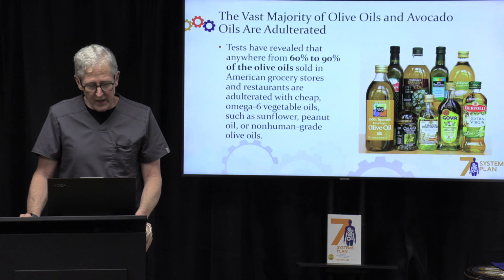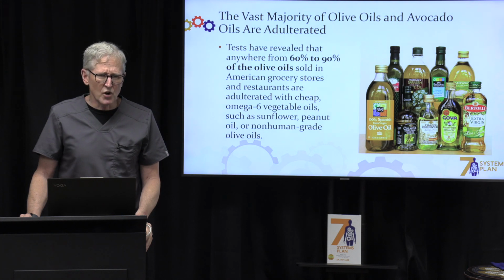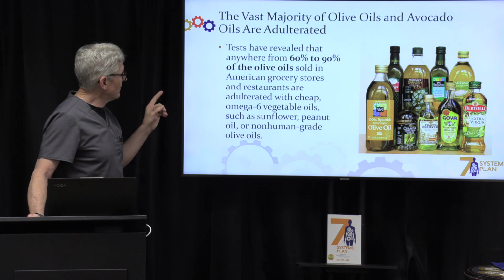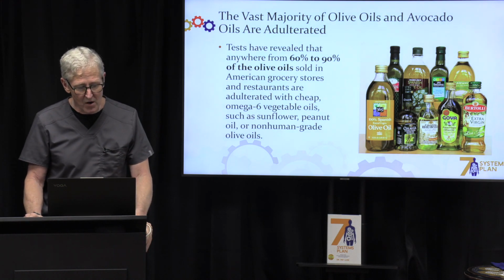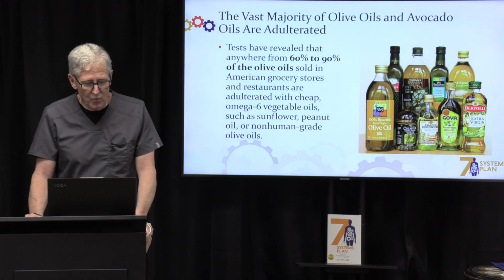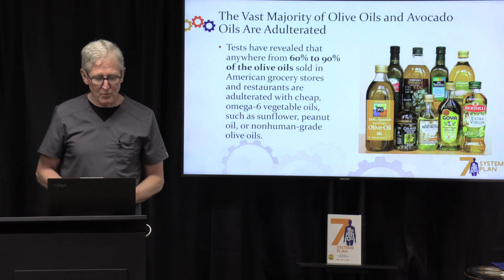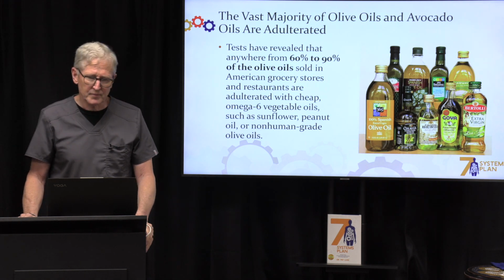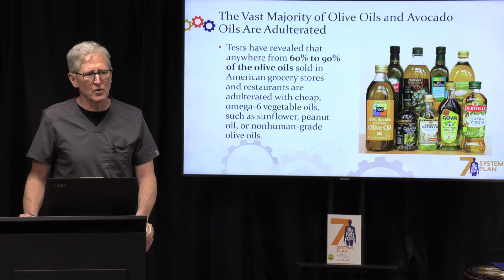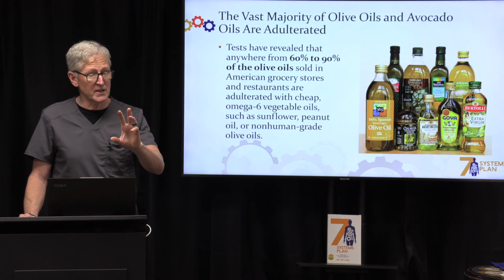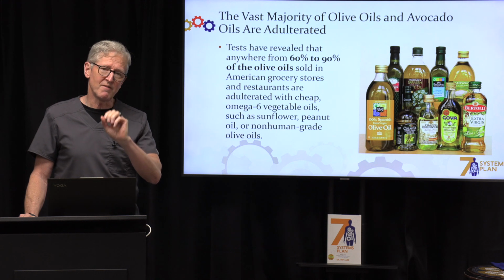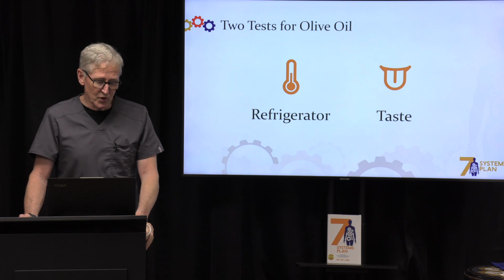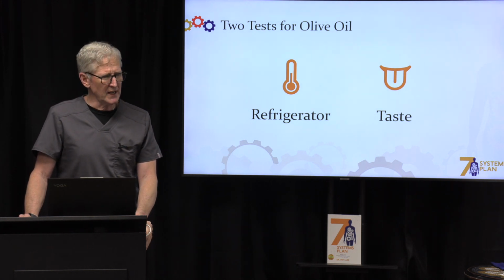The vast majority of avocado and olive oils are adulterated with other oils. Anywhere from 60 to 90% of the olive oils sold in stores in America are adulterated with cheap omega-6 vegetable oils like sunflower, peanut, and non-human grade olive oil. So how do you know if your olive oil is a good one? I'm going to give you a couple little tips, but be sure and look for my video on selecting olive oils.